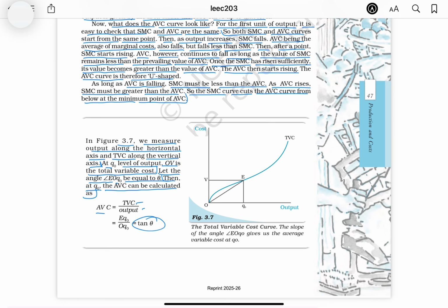The answer that comes out is tan theta. The total variable cost curve. The slope of the line E0Q gives us the average variable cost at Q0.